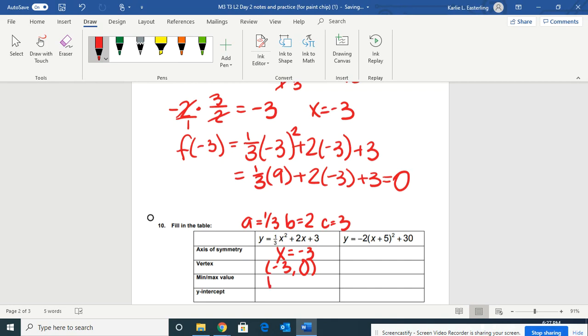Because our a value is positive, we are going to have a minimum, and our y-intercept is going to be our c value. Our c value here is positive 3.